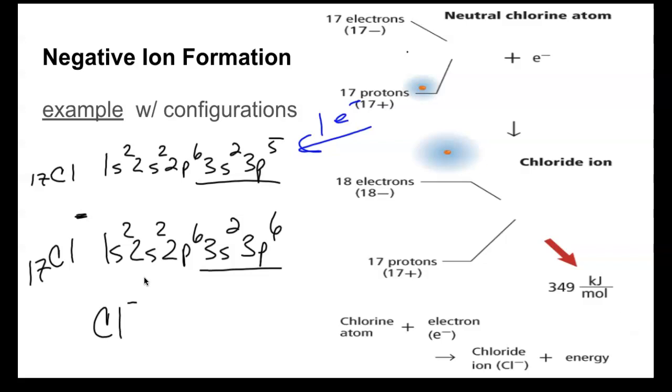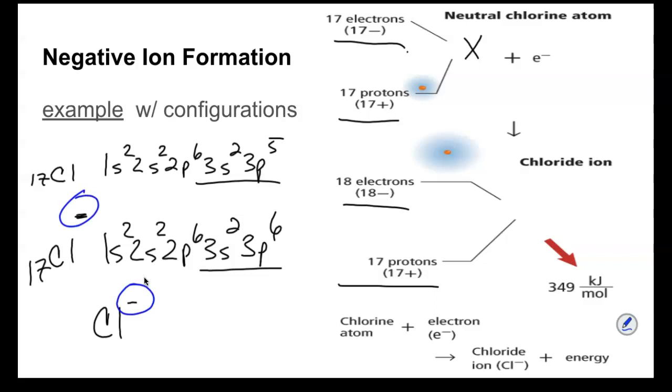If we take a look over here on the right side, you guys can see that the neutral chlorine atom has 17 protons and 17 electrons, so they're equal. But to become stable, we gained an electron, and we have 17 protons. We've got more electrons. That's why we end up with the negative charge. And you guys can write negative or 1 negative or minus 1, either way, but you have to show that it has a negative charge.